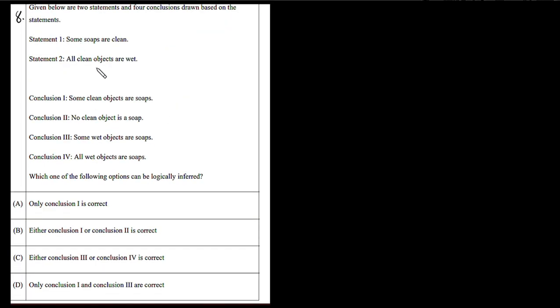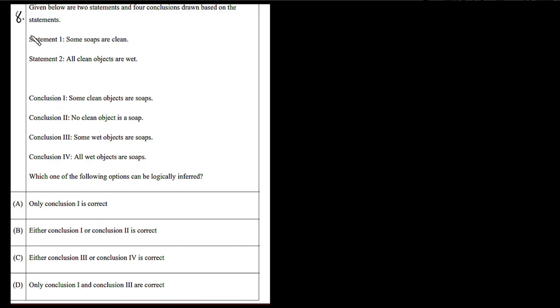Okay, now let's solve question 8. Question 8 says, given below are 2 statements and 4 conclusions drawn based on the statements. They're asking which one of the following options is logically inferred. So now we have to find which conclusion is correct and which one is wrong.